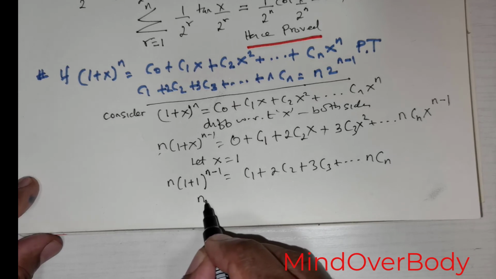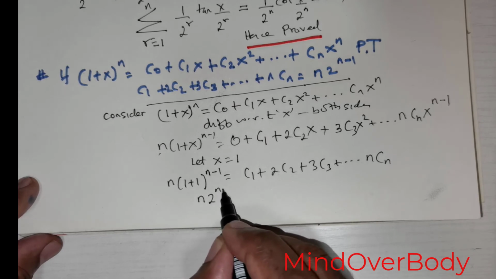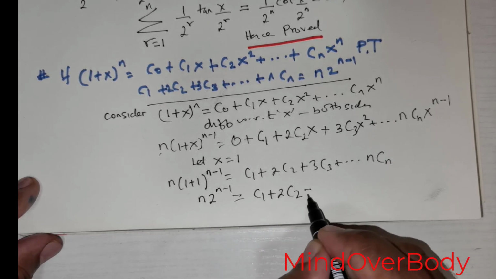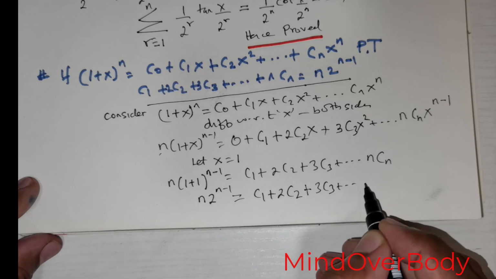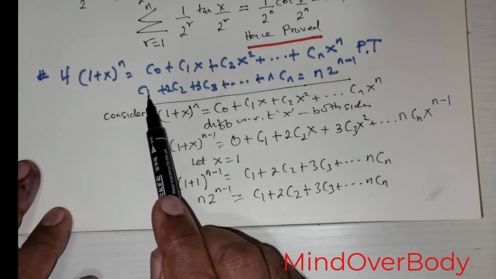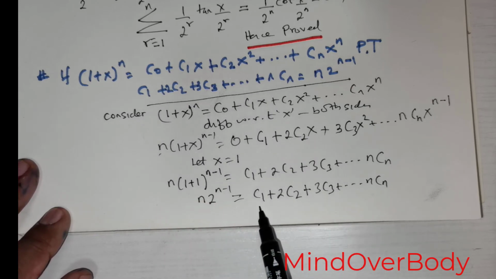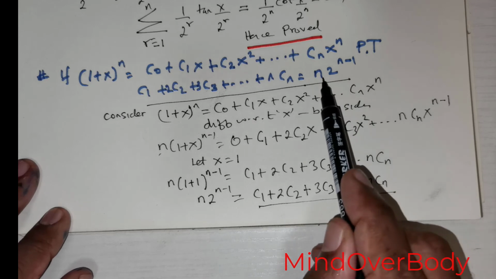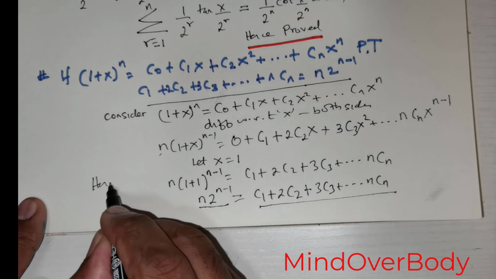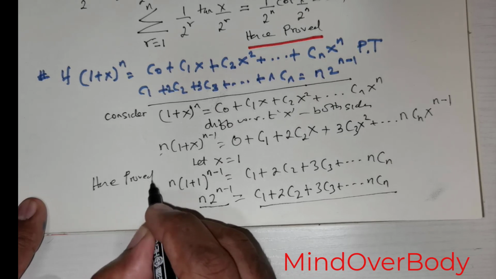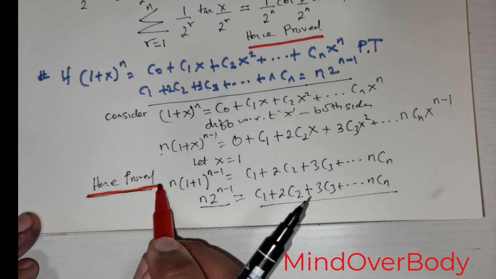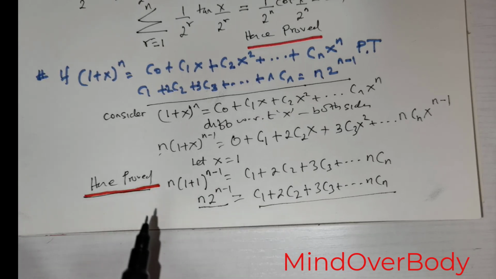So I get n times 2 raised to the power of n minus 1 is equal to c1 plus 2 times c2 plus 3 times c3 plus etc. n times cn. So what is that? Just go and compare. This is exactly the term that we have got, and this is exactly the term that we have got. So the conclusion is it's proved. So that's a good place for us to draw the red line and move on to the next question.